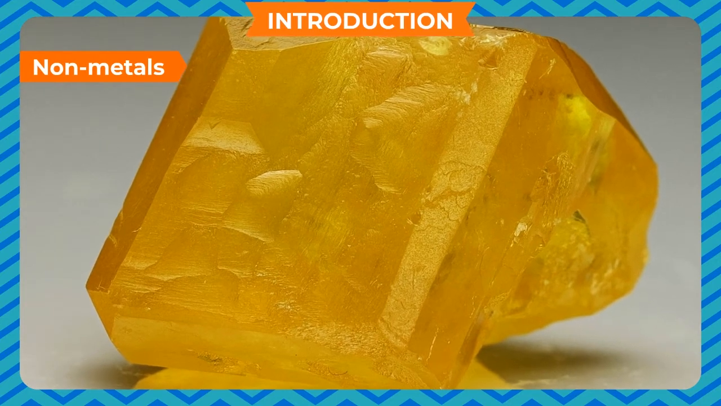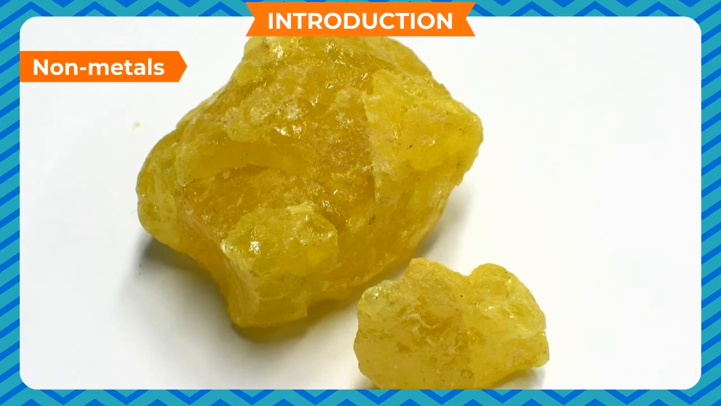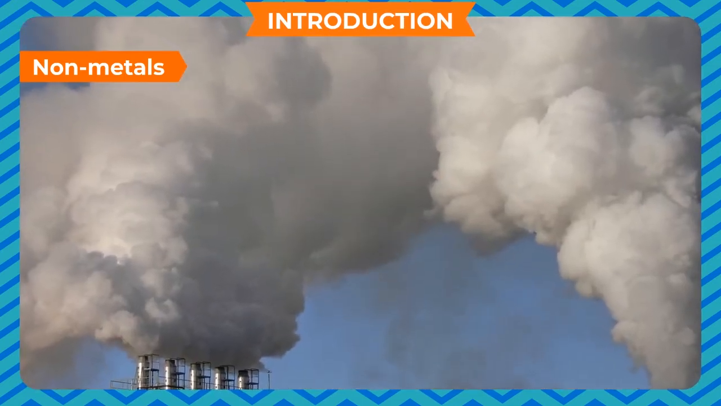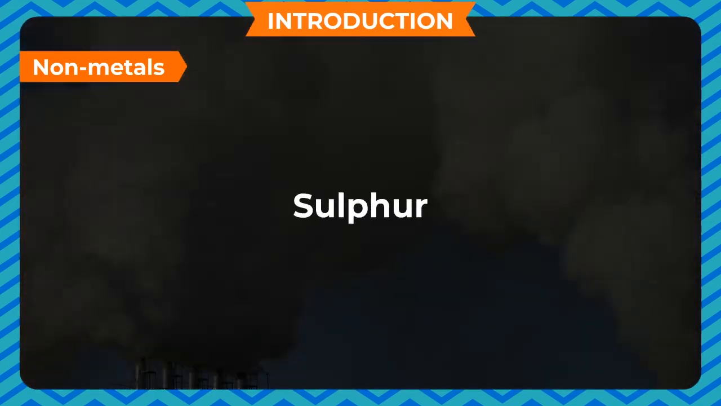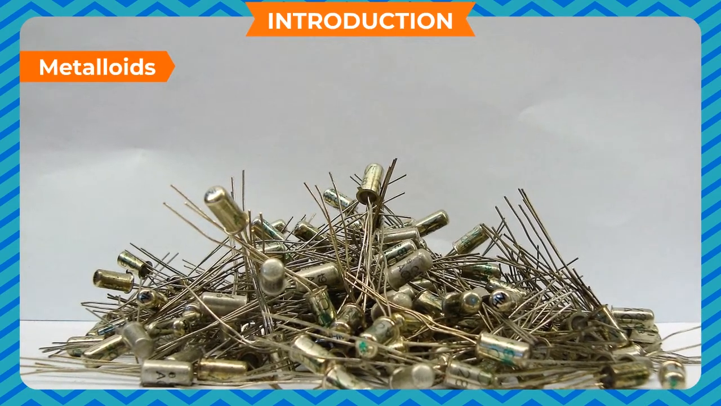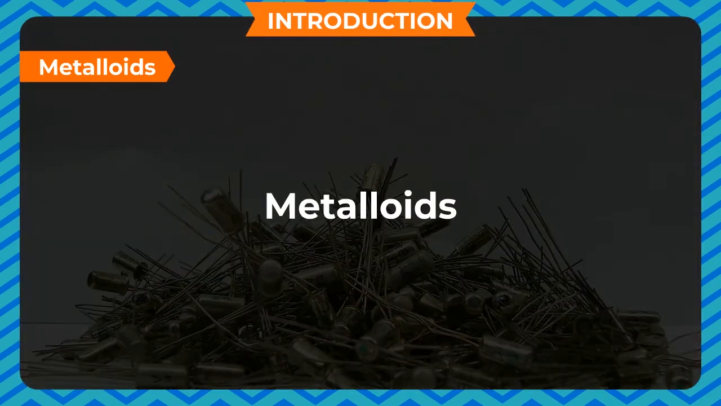Non-metals. Elements that generally do not shine, neither too hard nor too soft, are non-metals. All gases are non-metals. Some non-metals are sulfur, carbon, oxygen, etc. Metalloids. Elements which have some properties of metals and some of non-metals are called metalloids. Some examples are arsenic, germanium, etc.